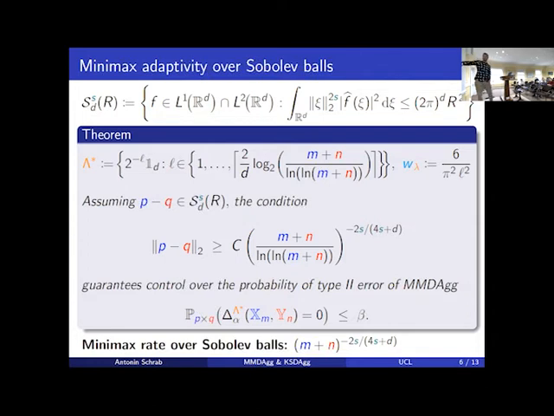So this is the minimax rate of the Sobolev balls, and we observe that we obtain the minimax rate up to some log term. And what does the minimax rate mean? It means that if the L2 norm of the difference of the densities is greater than this term, then we can guarantee that our test has a probability of type 2 error bounded by beta.